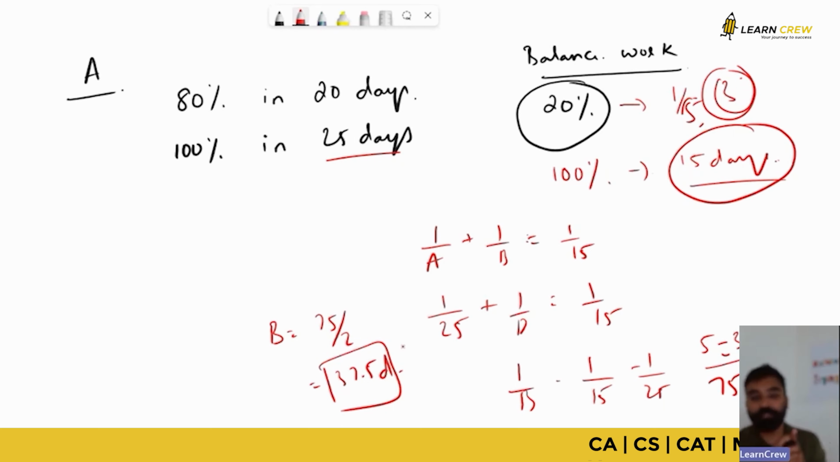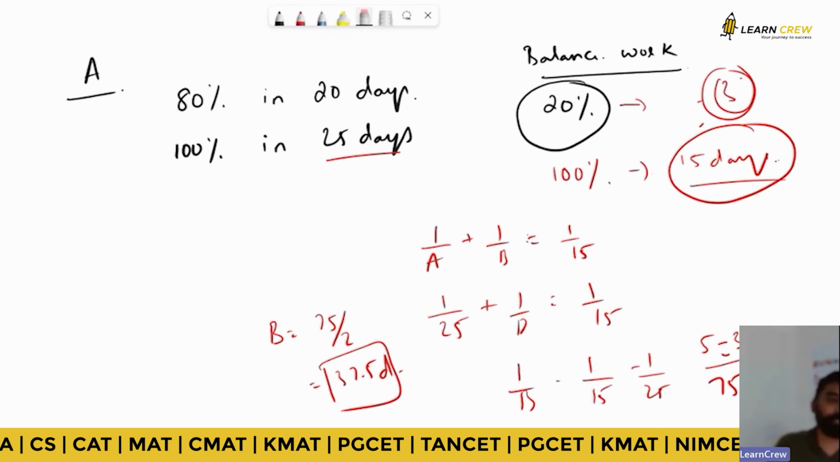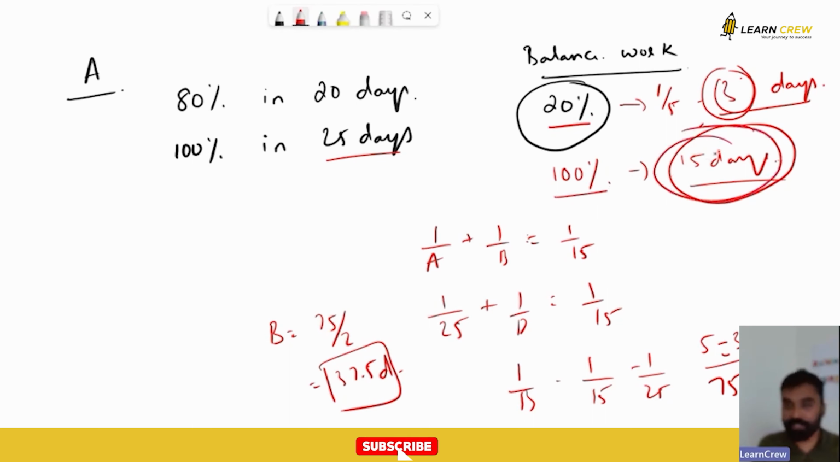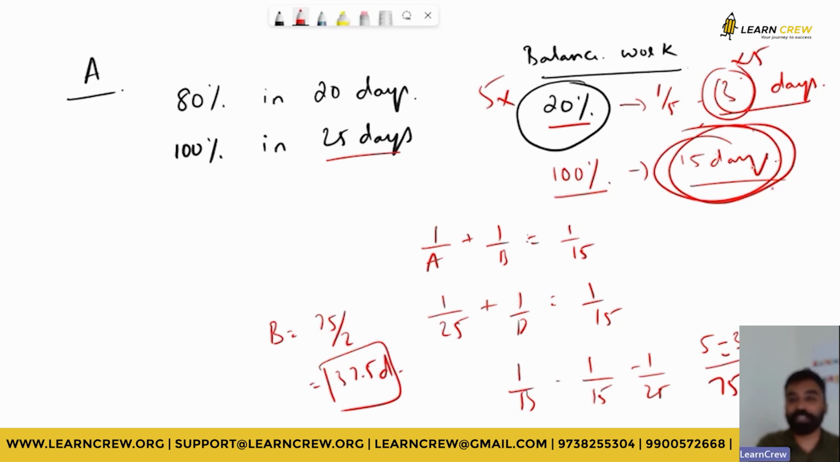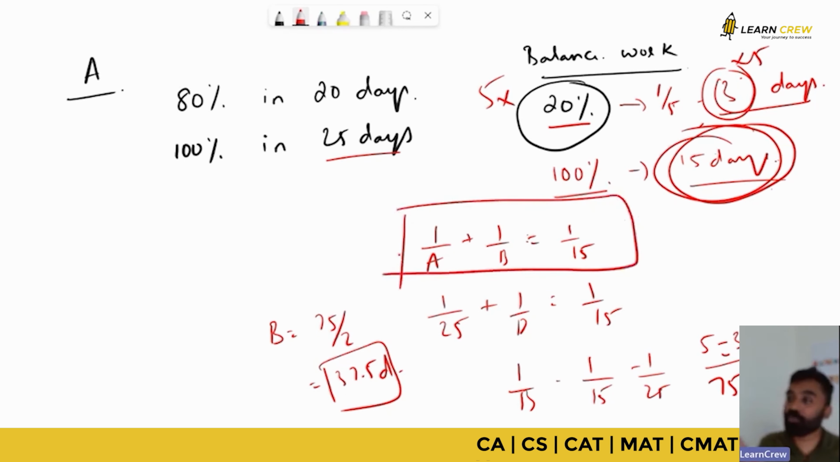Okay, 37.5 days. Now, what's the reason I took 1 by 5 here? It directly means that 20% of work they are taking 3 days to complete. Now, if 20% of work is taking 3 days to complete, how many days will 100% of work take? 20 into 5 is going to give you 100. Obviously, 3 into 5 is going to give you 15 days. It's going to take 15 days to complete the total work if both people are working together.